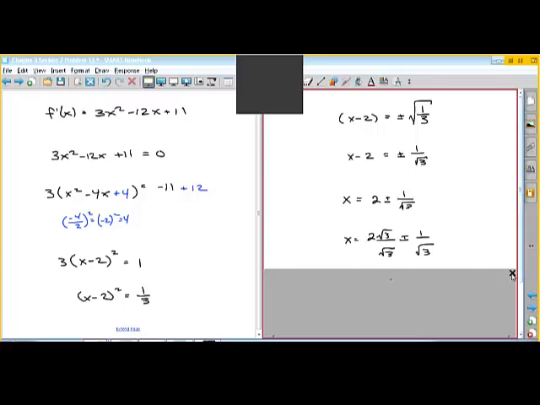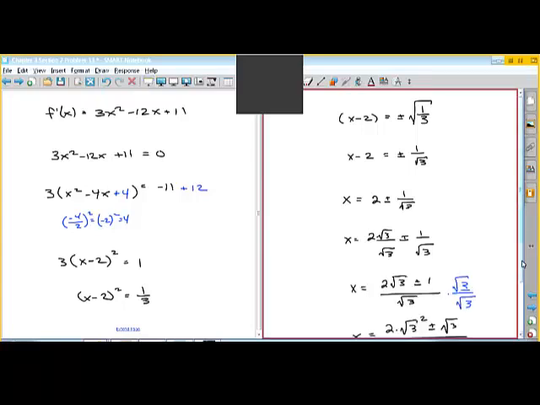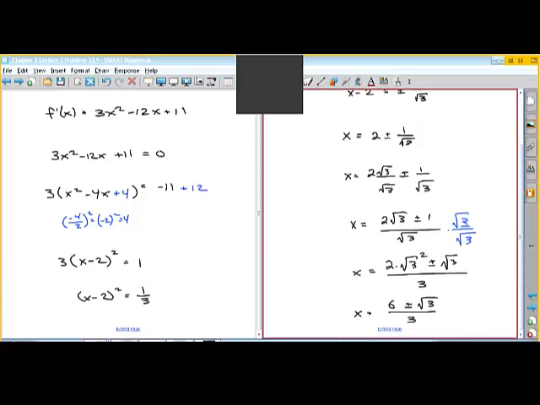Here I'm finding a common denominator and just simplifying it. So this can be rewritten as this. How do we do that? Well, we multiply 2 by the square root of 3 divided by the square root of 3, so multiplying by 1 essentially.